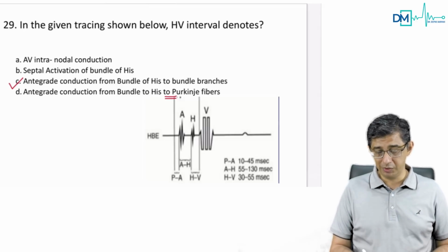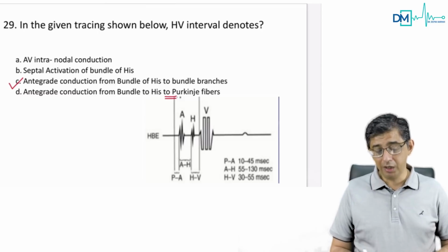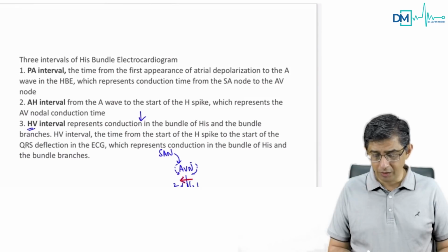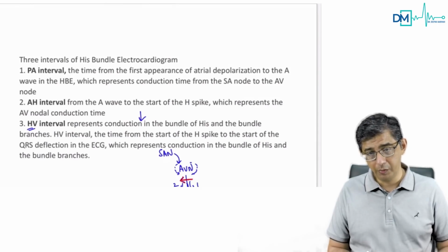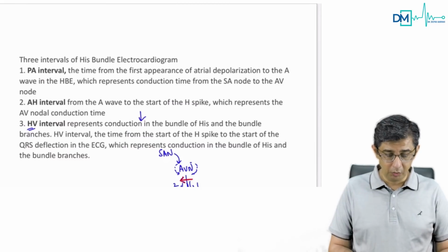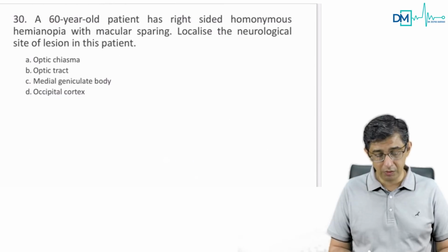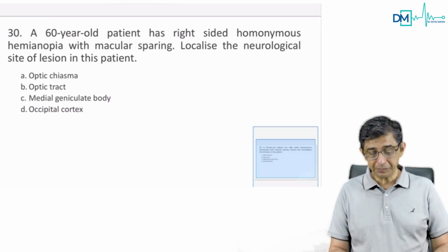The correct answer to this question is C, and option D would indicate rather a QRS complex. You can go through this in the textbook. The physiologist will also talk about it, but if you just have an orientation for PA, AH and HV, I think you're bang on spot to solve questions on His bundle electrogram.